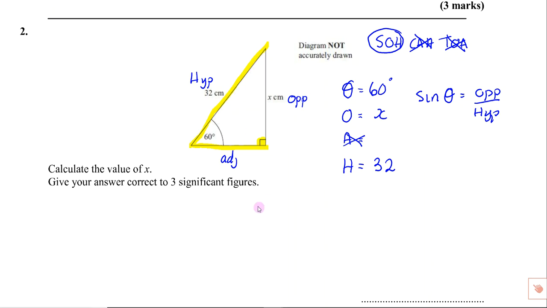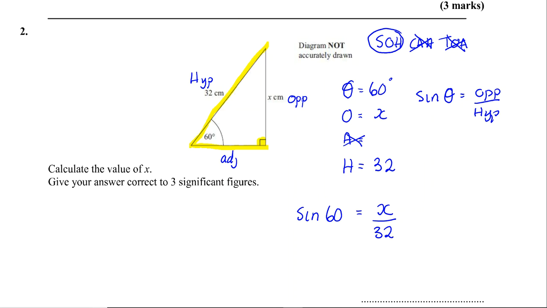So now the question is, what do we do now? Well, we've got this, so we write it out with the numbers. So we say sine of 60 equals x over 32. Great, x over 32. Actually, remember we should say not over but divide, because that helps us work it out.